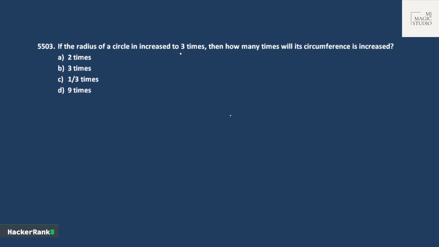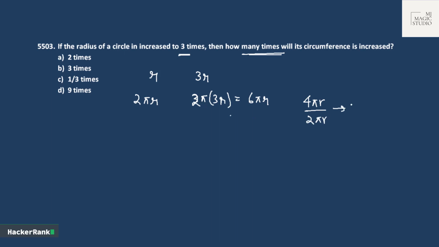If the radius of a circle is increased to 3 times, that means if the radius is r, now it becomes 3r. Then how many times will its circumference increase? If the circumference is initially 2 pi r, now it will become 2 pi into 3r, that will be 6 pi r. So by how many times is the circumference increased? It increases by 6 pi r minus 2 pi r, that is 4 pi r. That means it has increased by 2 times.